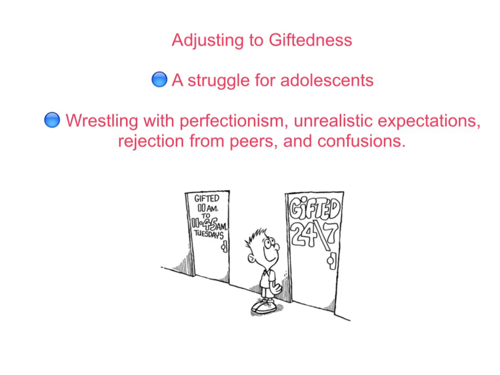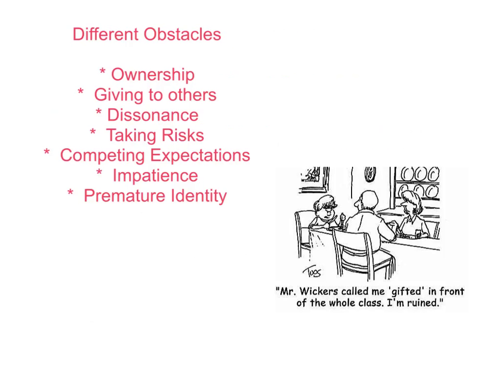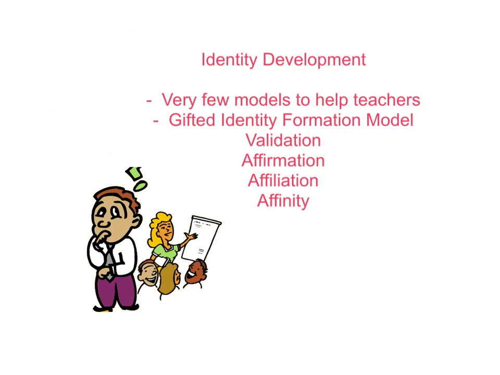Adjusting to giftedness. This is a struggle for adolescents. They wrestle with perfectionism, unrealistic expectations, rejection from peers, and confusion. Gifted students face different obstacles: ownership, giving to others, dissonance, taking risks, competing expectations, impatience, and premature identity. Gifted students struggle with identity. There are very few models to help teachers.